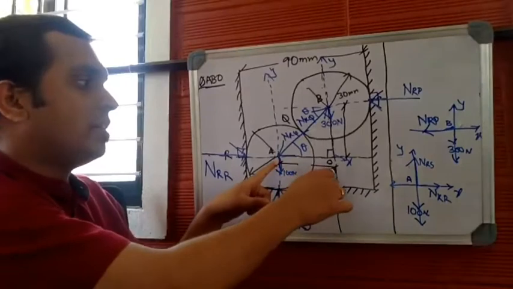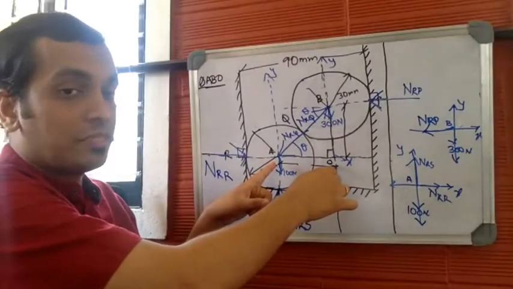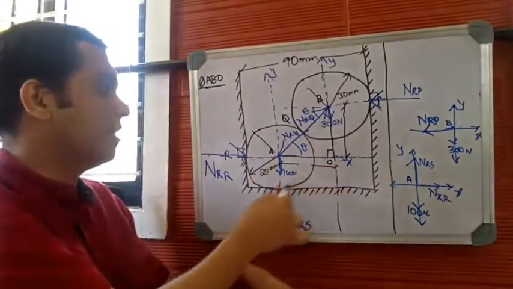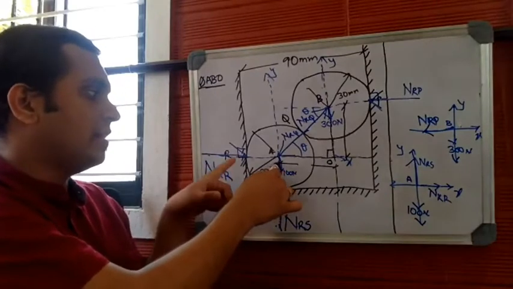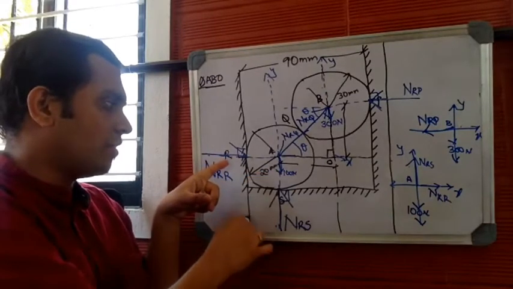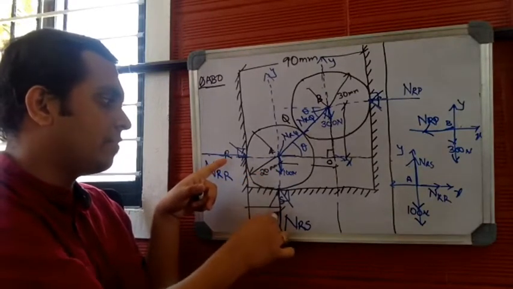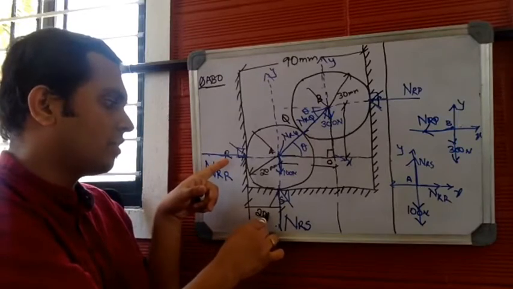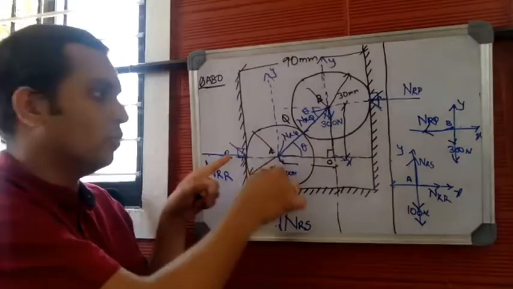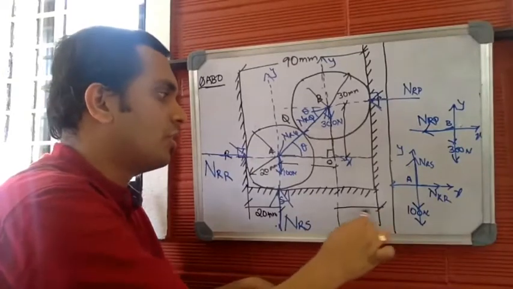Now let us find the dimension of the adjacent side. This particular dimension is 20, as you know, it is the radius of the lower sphere. This is 30.